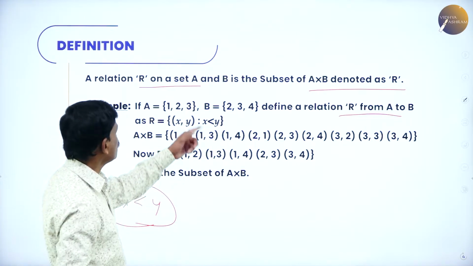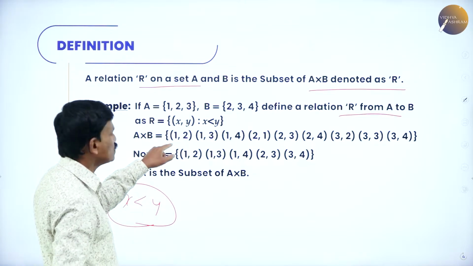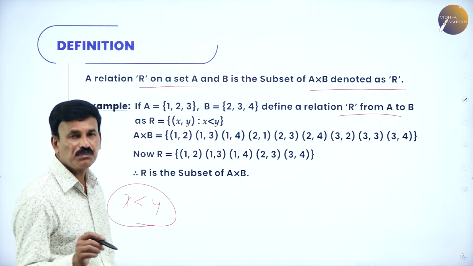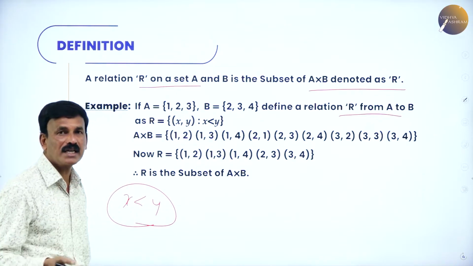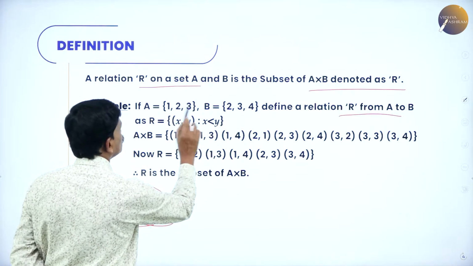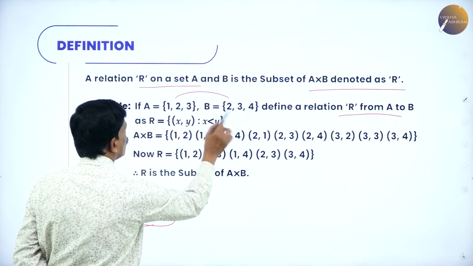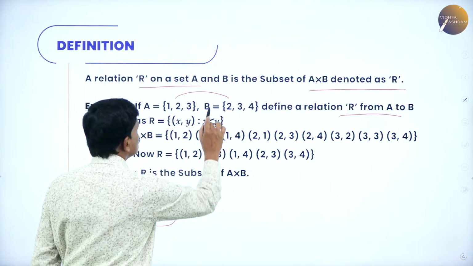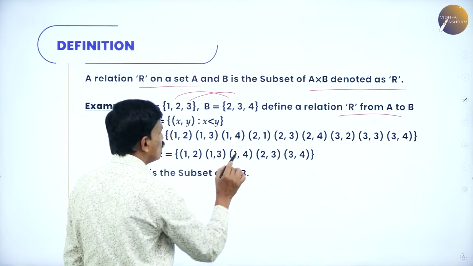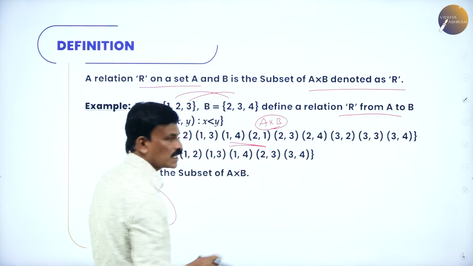Write out the cross product for this. First write down the Cartesian product A cross B, then we will write the relation. What is A cross B? It is the set of all ordered pairs: (1,2), (1,3), (1,4). Similarly (2,2), (2,3) and (2,4). Similarly (3,2), (3,3) and (3,4). This is A cross B, the Cartesian product of A and B.